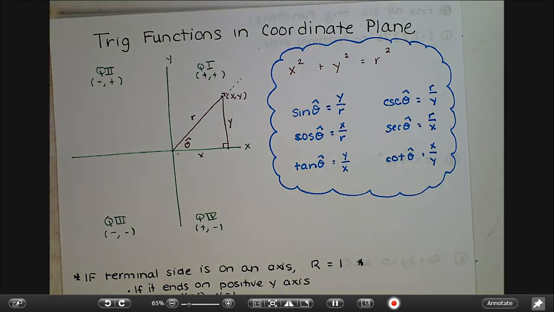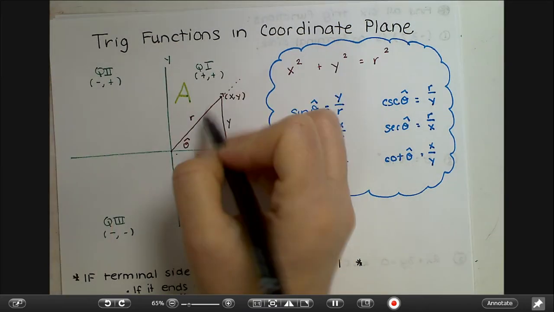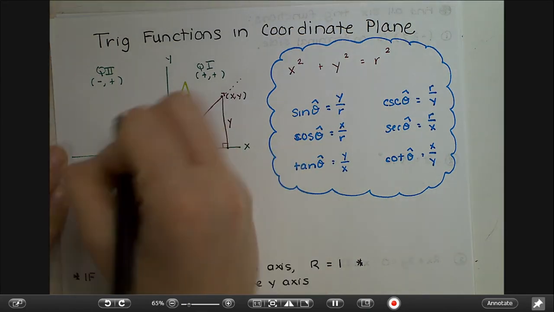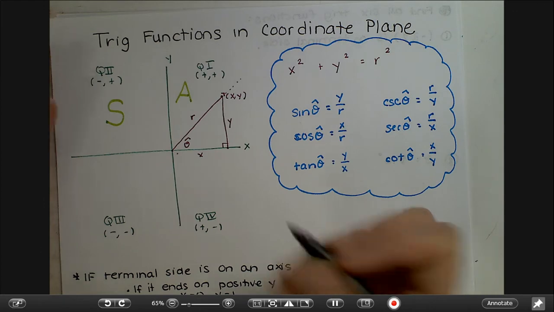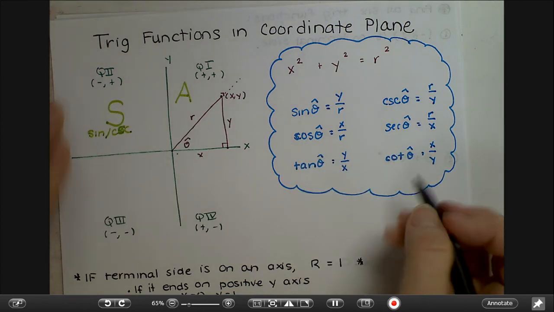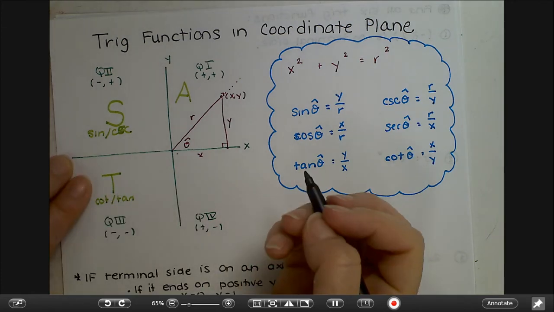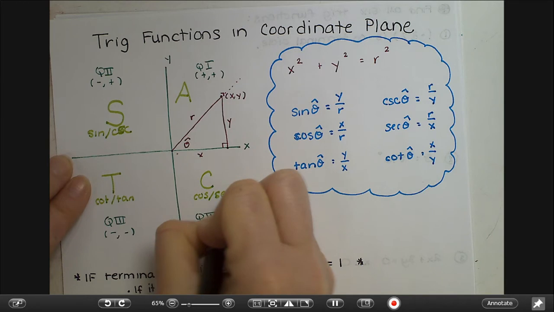One last thing we need to talk about, and I'm just going to throw it out there and we'll get to it, is that there is an acronym to remember which functions are positive in which quadrants. In the first quadrant, all the trig functions are positive, no matter what, which makes sense because x and y are positive. In quadrant 2, sine and its reciprocal cosecant are always positive. So you might want to write that. Sine and cosecant are always positive. Tangent and its little buddy cotangent are always positive in quadrant 3, and in quadrant 4, cosine and its reciprocal secant are always positive there.